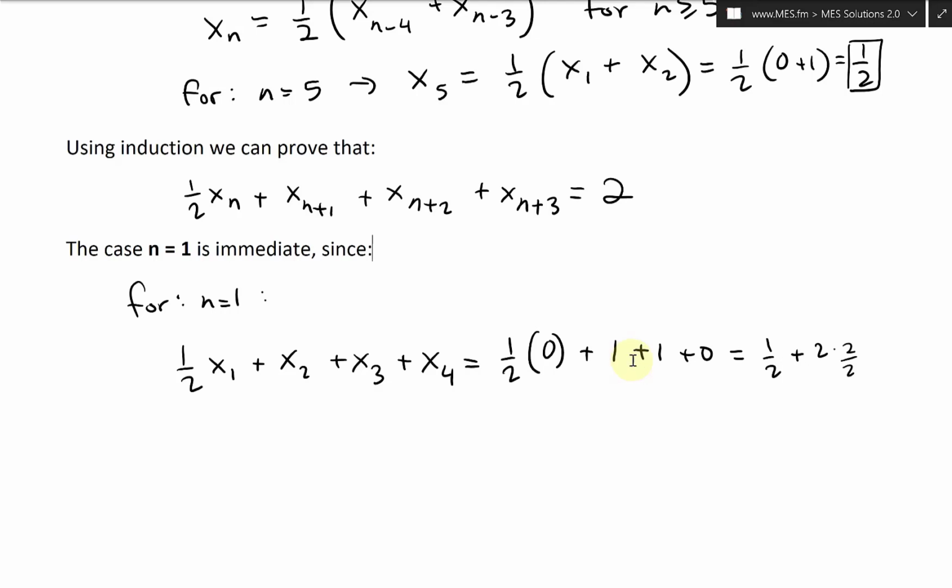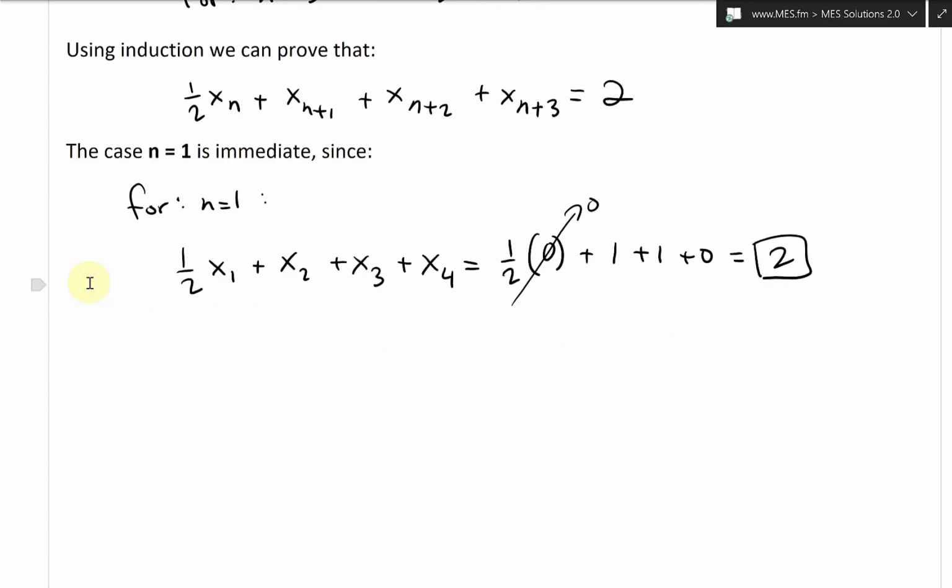We're getting ahead of ourselves. This is 0, so this just equals 2. So 1 plus 1, there's a 0 there, so this just equals 2. That is true, so the first case is true.